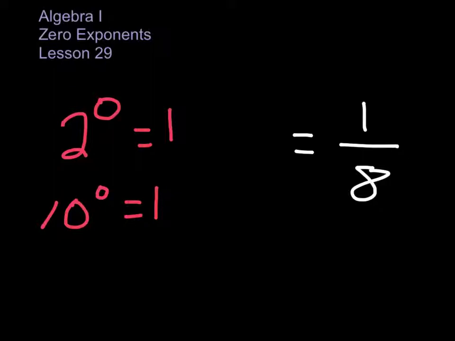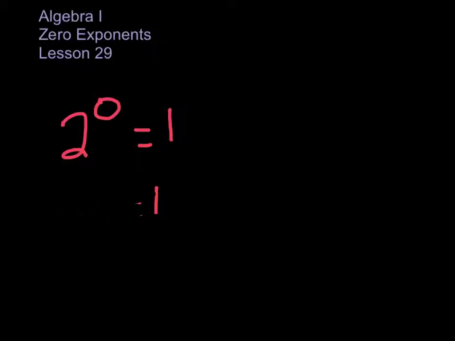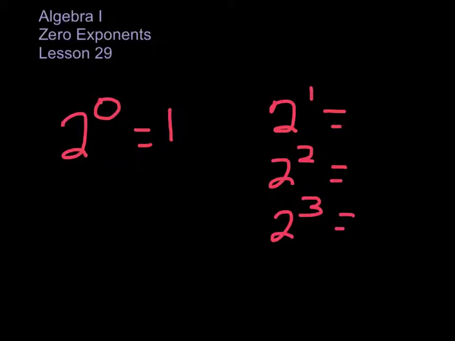Now I want to go briefly into a little detail on why it's 1. Say for example we're taking 2 to the 0 and trying to reason out why that is 1. So if I have 2 to the first, 2 squared, 2 cubed, let's evaluate these values. I'm going to put 2 to the 0 right at the top. So 2 to the first is just 2. 2 squared is 4. 2 cubed is 8.